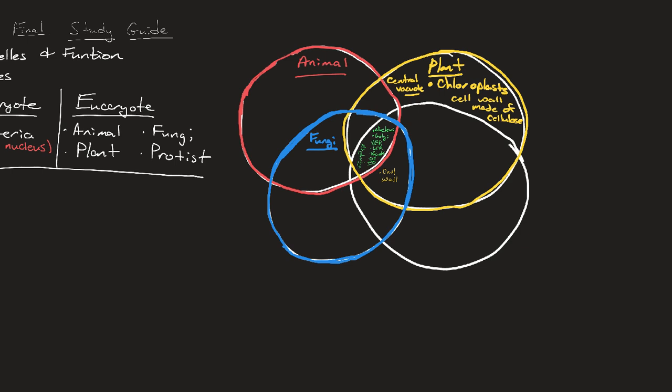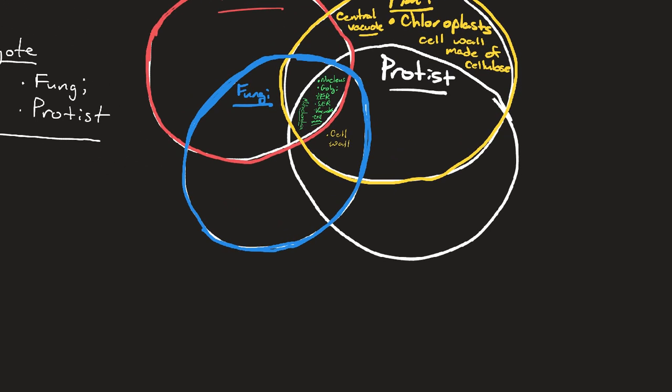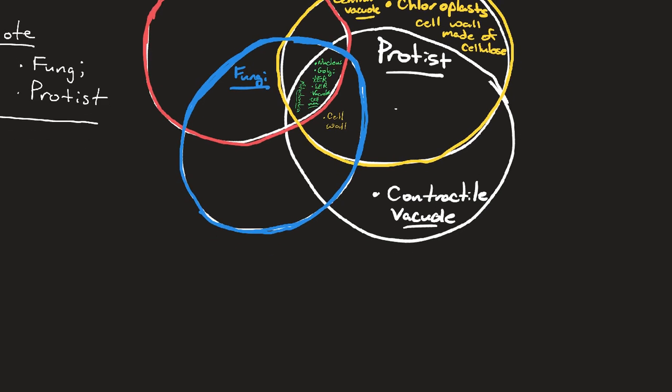Okay. And then the last is protists. They're all over the place. They have cell walls. I'm thinking. Yeah, I think they have a contractile vacuole, and they don't share it with plants. I showed you in an amoeba. You remember that? They just kept pumping water out of the cell.